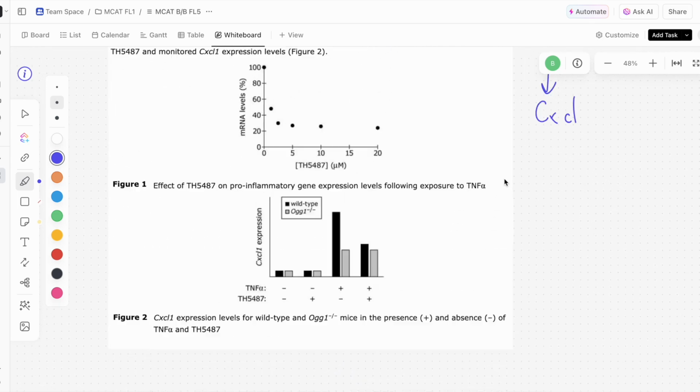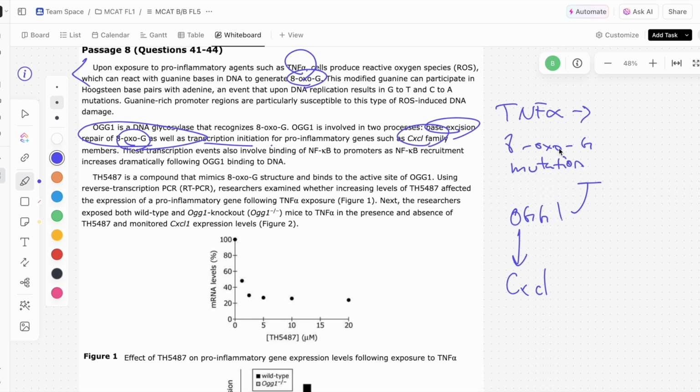Well, let's go back up here. Remember, TNF alpha leads to this mutation, and what does this mutation do? It creates these GT base pairs into CA base pairs. So it's creating these mutations within the DNA. And what does repeated mutation do to the DNA? It can cause cancer, right? So we have TNF alpha causes cancer through this 8-oxo-G mutation.